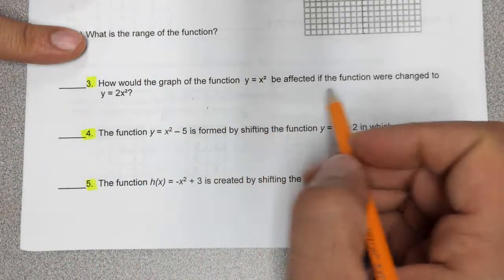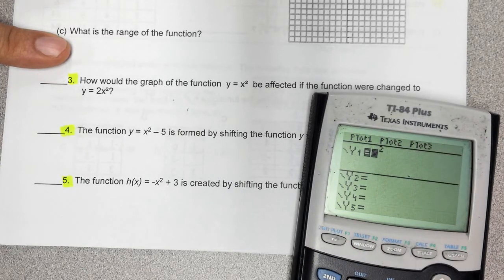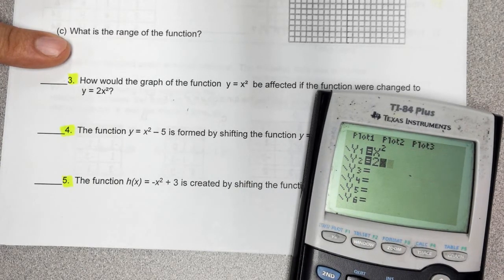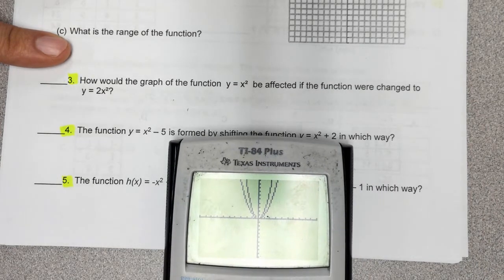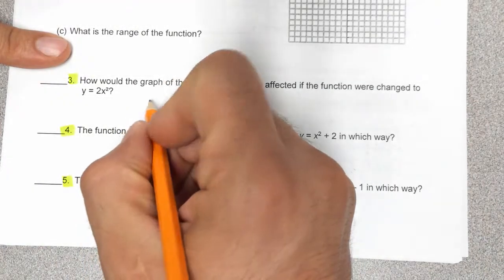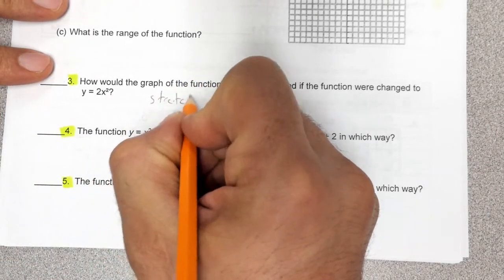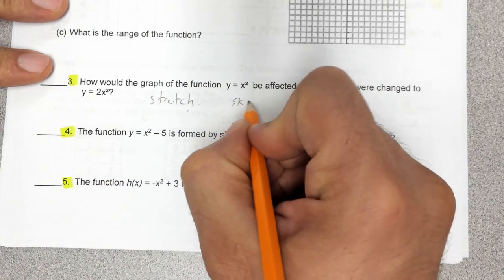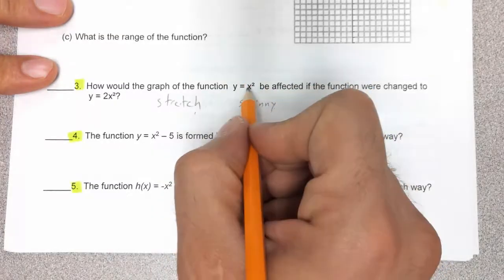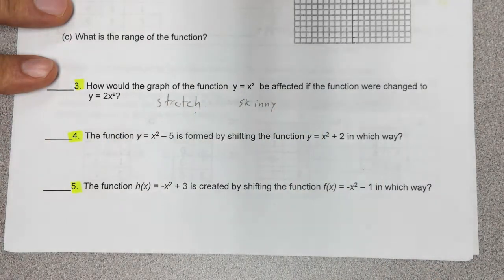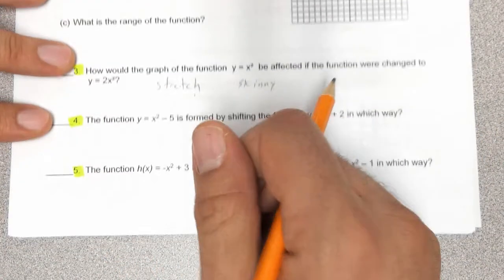What would the graph of the function be affected if it was changed? So if you remember, whenever you have a y equals, you can always just graph it. This is the original y equals x squared. This is y equals 2x squared. It became skinnier. We call that a vertical stretch, or you could just say skinnier. So whenever you multiply a number in front of the x squared, it becomes skinny. Whenever you divide a number in front of the x squared, it becomes wider or fatter.